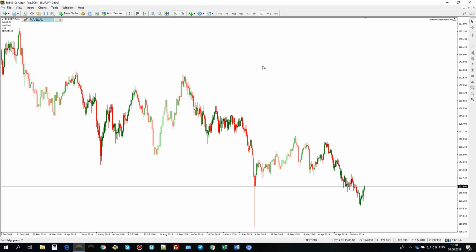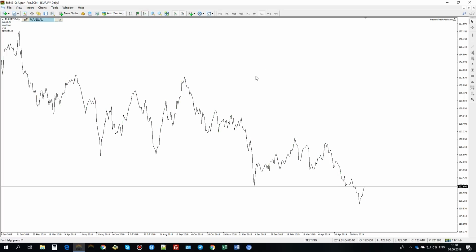One of these principles says that a daily close price is the most important price of the day, and intraday highs and lows should be ignored. That's why you simply switch to a line chart, because it consists only of close prices.